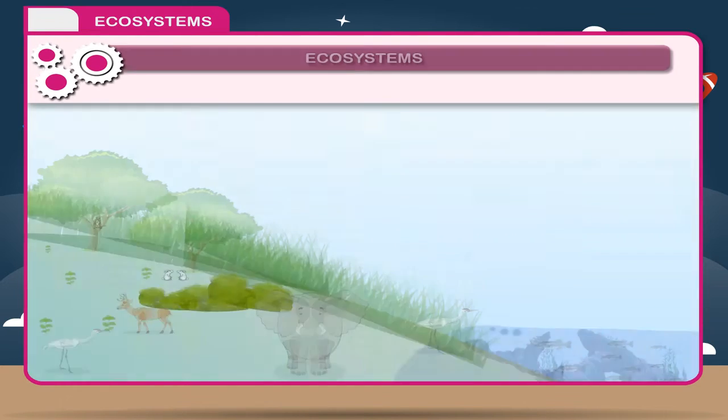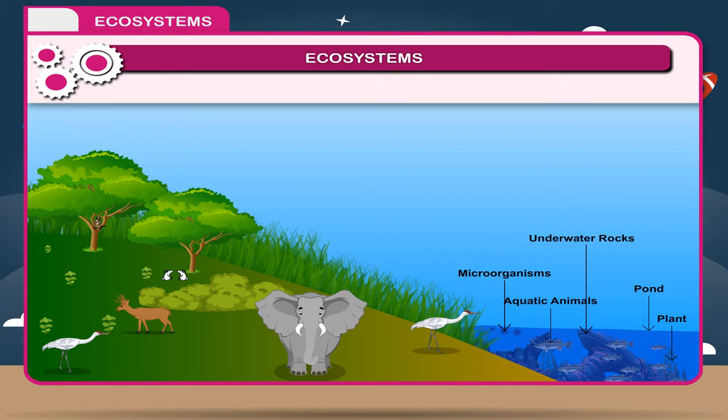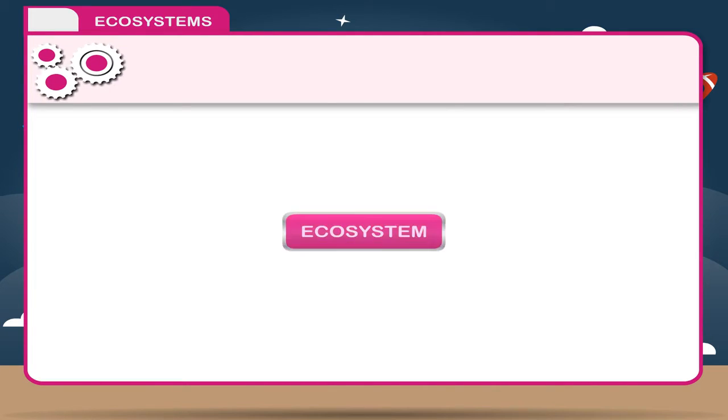Ecosystems. If you observe minutely in your surroundings, you will find that all things in our environment depend on each other for their existence. For example, a pond contains varieties of plants and aquatic animals, microorganisms, underwater rocks, etc. These all cannot live separately, therefore depend on each other.